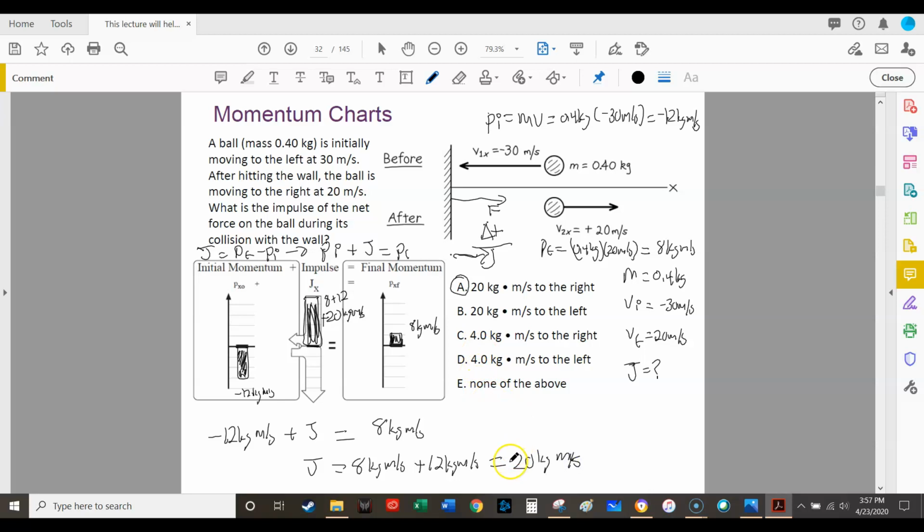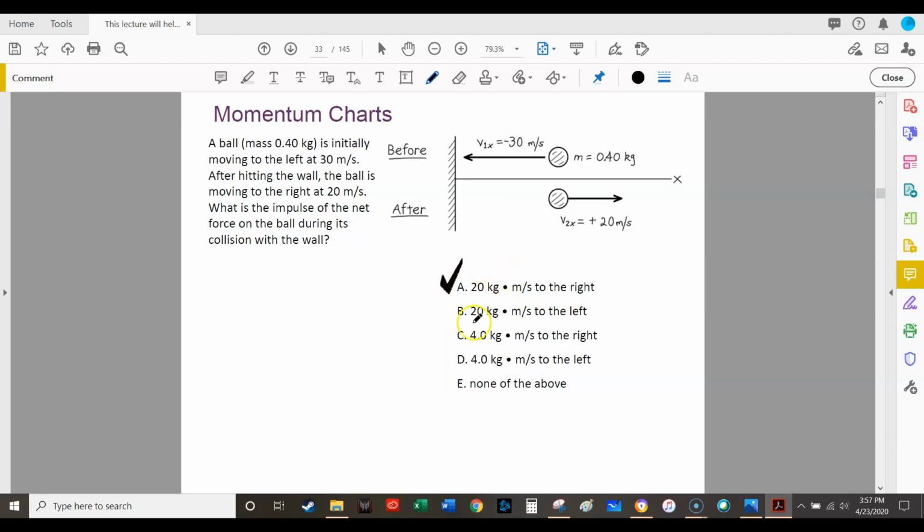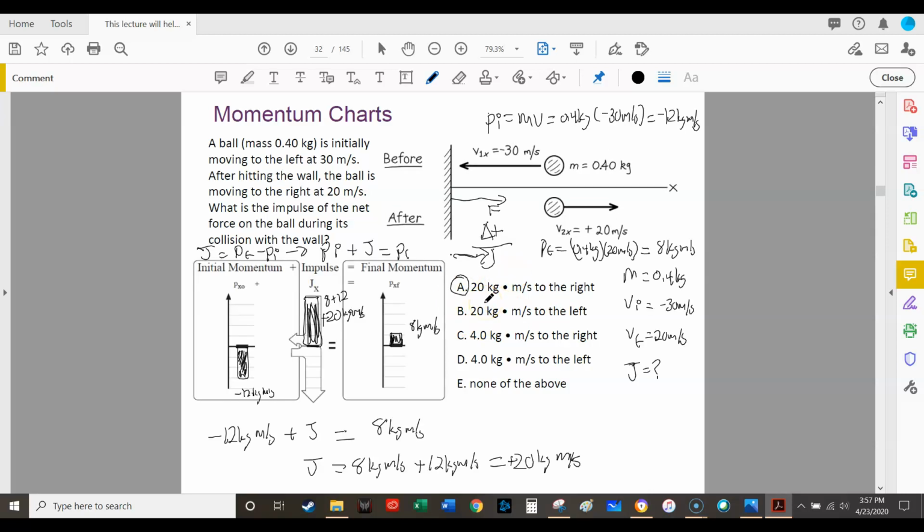To the right. If it's positive here, the J vector is positive, and I hope so because the force has got to be positive, so this is going to be A. So let's just check to see if we're right, and it looks like we are. So this is how you use a momentum bar chart to actually help you plot out and understand what is going on as far as the momentums. Okay?